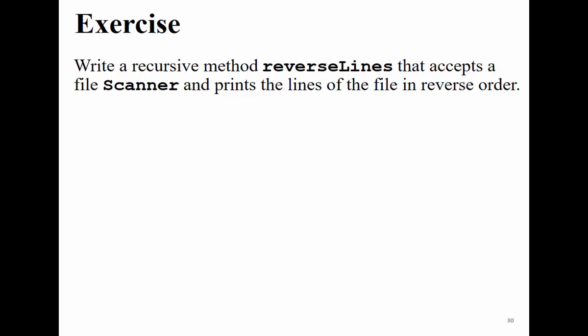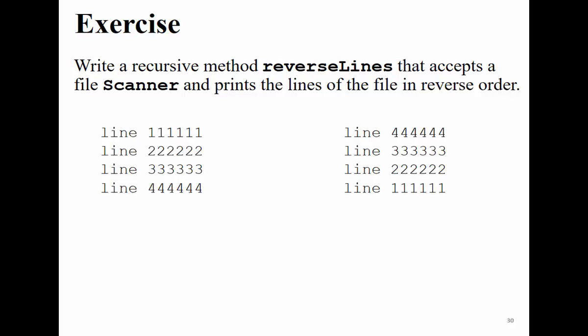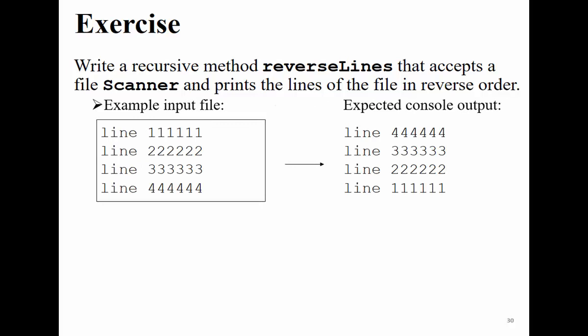Now, this is a design problem. We ask you to have the file, read the file, and print the lines in reverse order. So this is the input file. We have line 1, line 2, line 3, line 4. You're going to receive these, and you need to print them out in reverse order. So line 4 will be the beginning, then line 3, then line 2, then line 1.